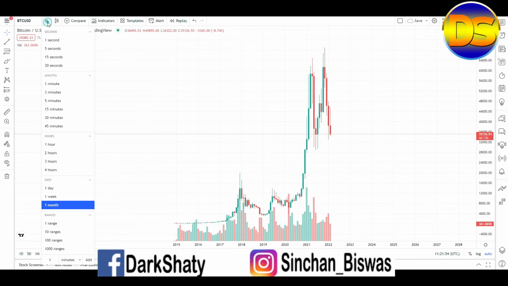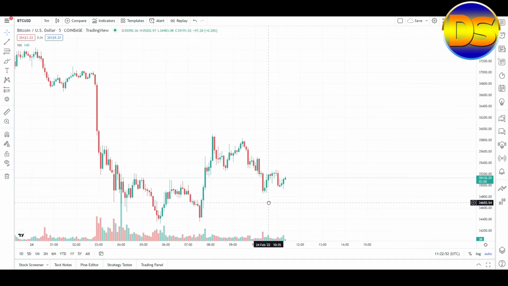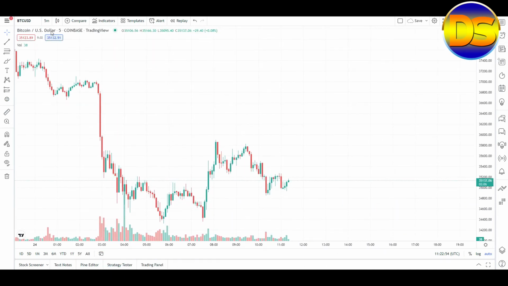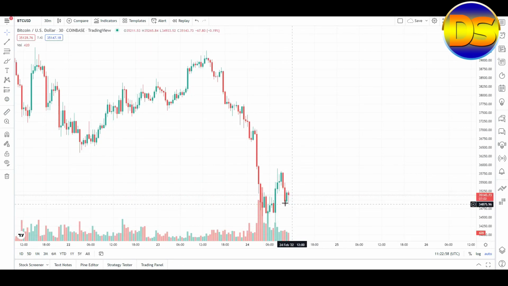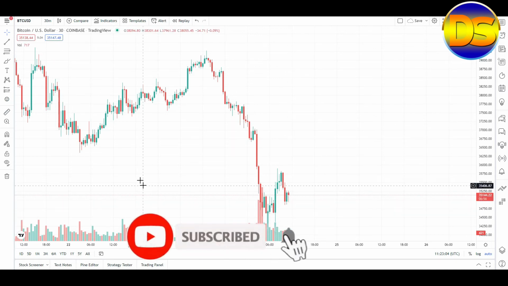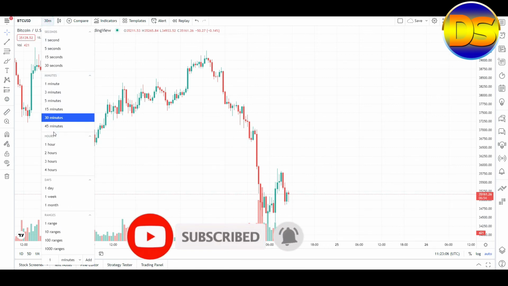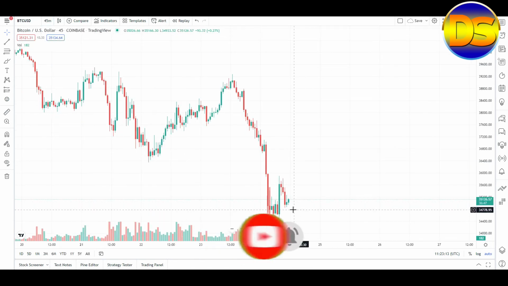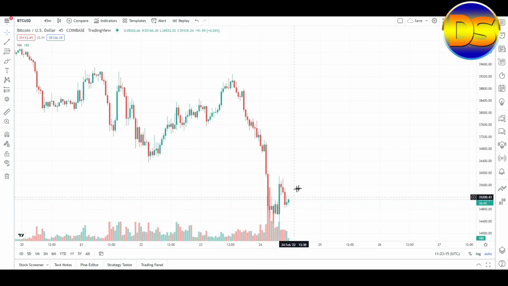Okay, if I go to the 1 minute chart, this graph is going up, and if I go to the 30 minutes chart, it's going down. So I think in the last 1 hour this graph is going down. In the 40-minute graph chart, you can see the graph is going up.